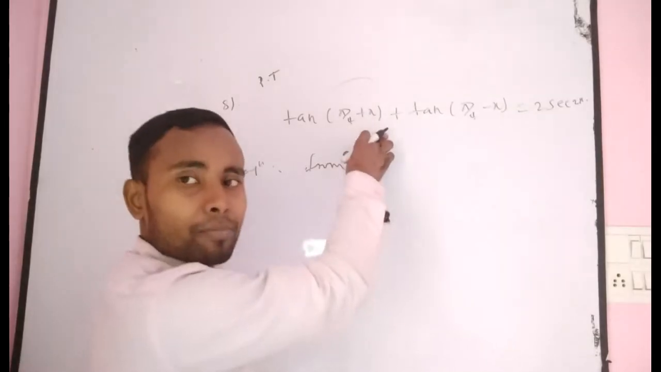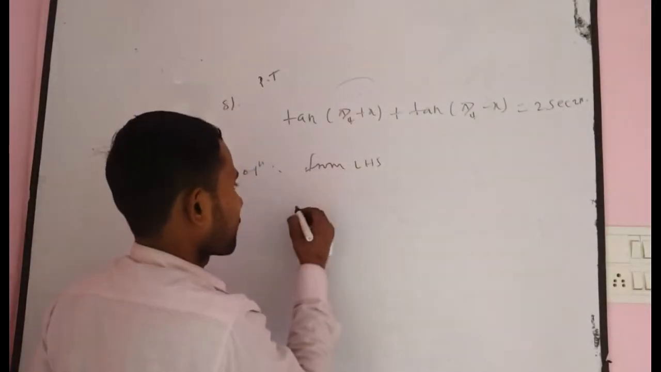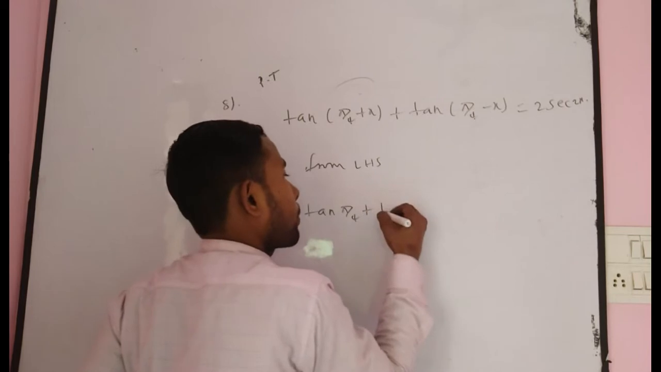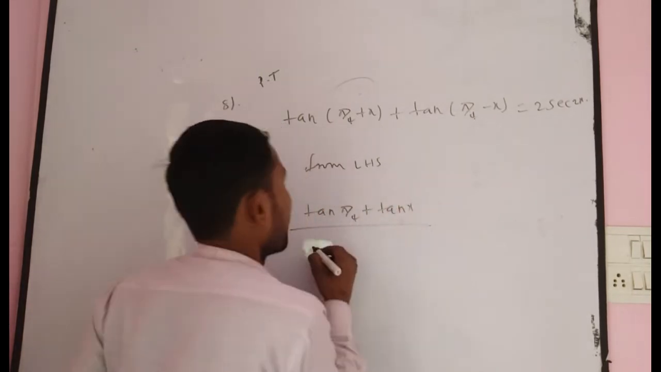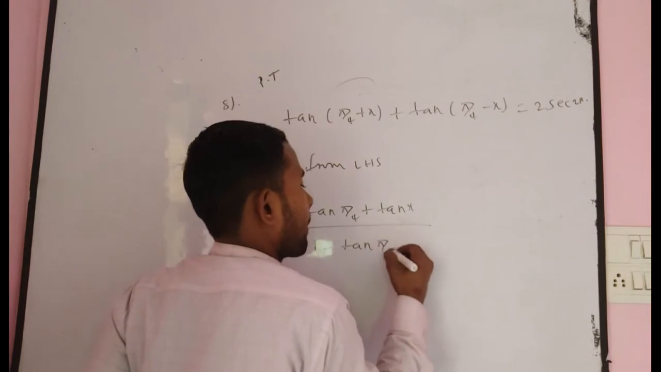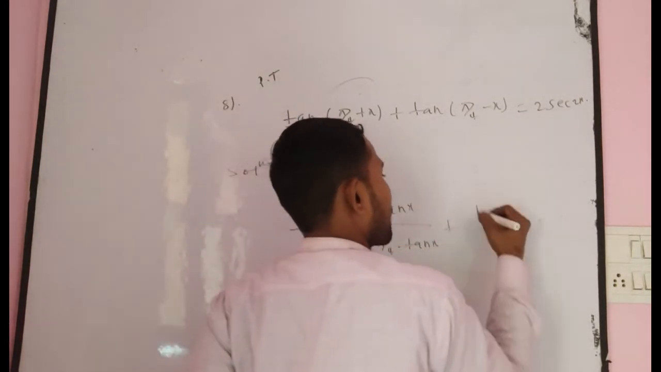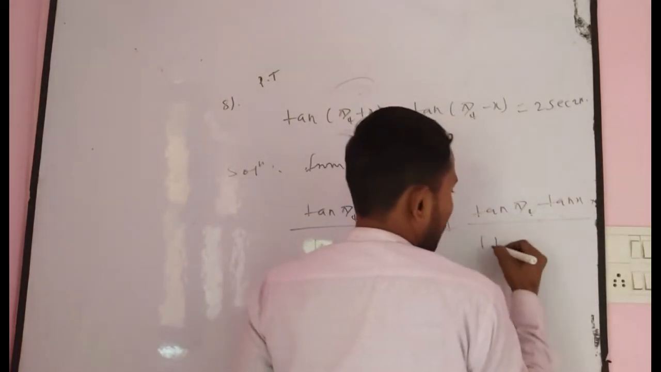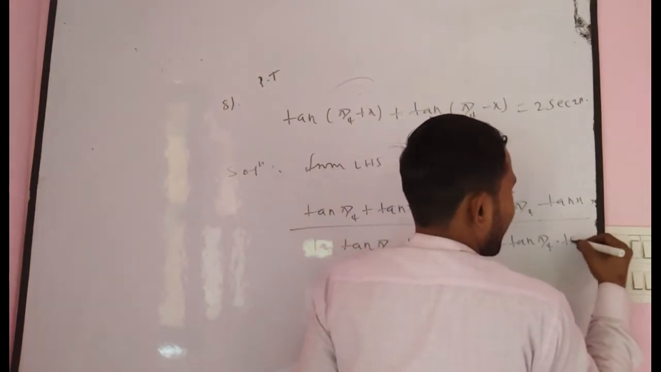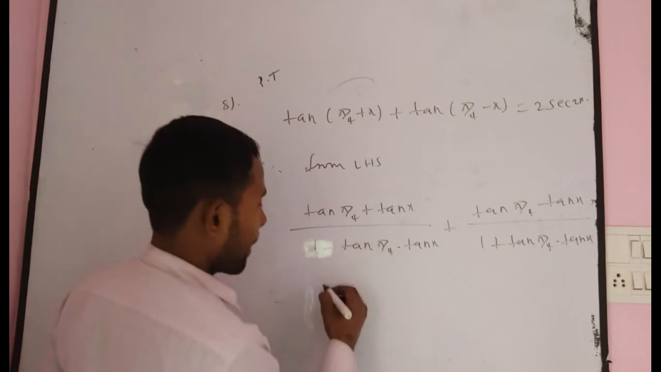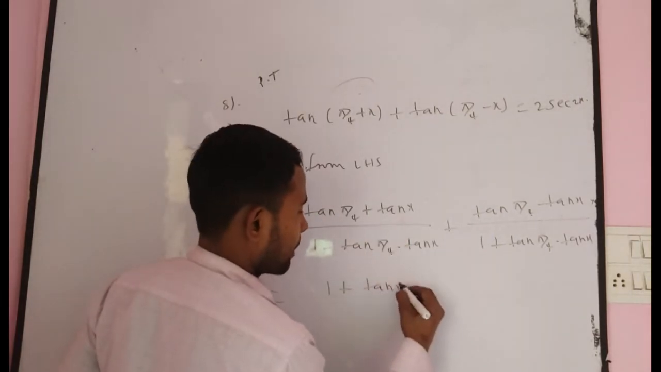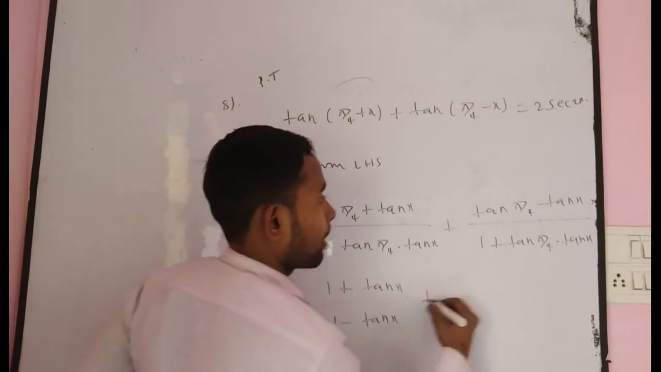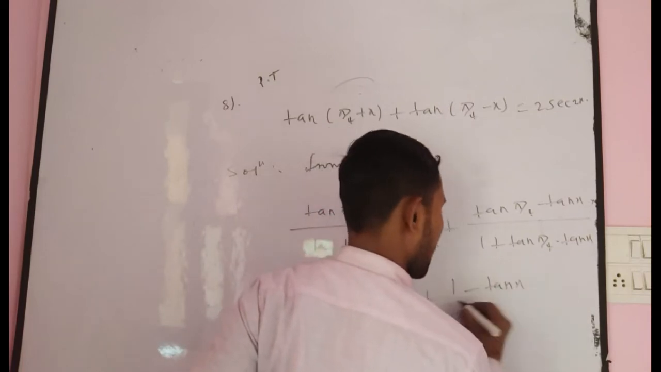Tan(pi by 4 plus x), tan(pi by 4 plus x). Can you write it? Be careful here. Tan pi by 4 plus tan x divided by 1 minus tan pi by 4 into tan x, plus tan pi by 4 minus tan x divided by 1 plus tan pi by 4 into tan x. Now tan pi by 4 is 1, so it becomes 1 plus tan x divided by 1 minus tan x, plus 1 minus tan x divided by 1 plus tan x.